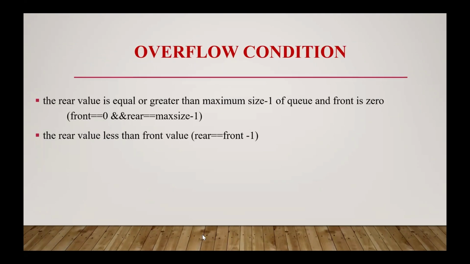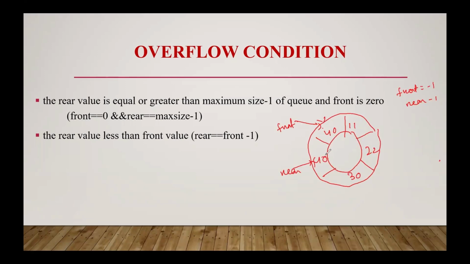Now for the second condition, when will we say that the queue is overflow? For example, we delete a value, so some space becomes free. Now here rear is equal to size minus 1. What is the front value? The indexes are 0, 1, 2, 3, 4.